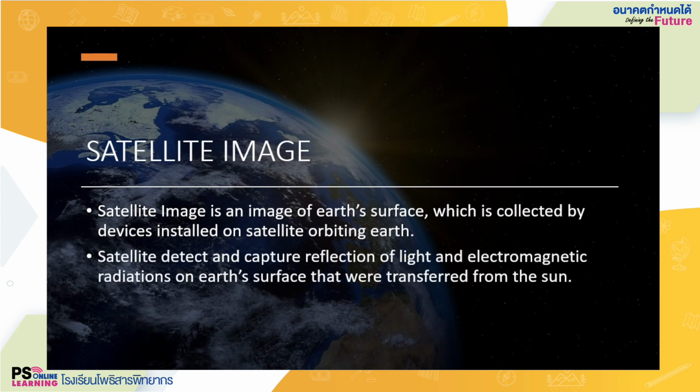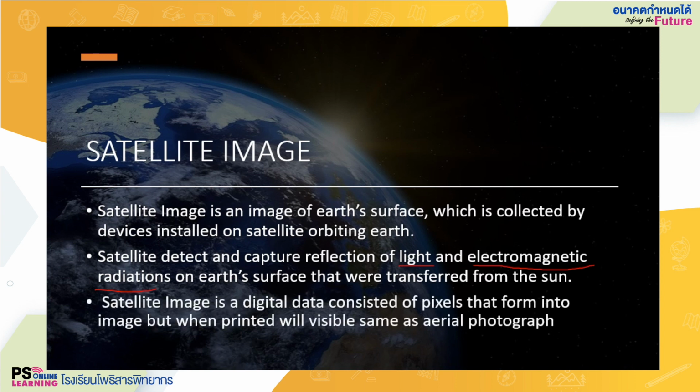The satellite detects and captures reflections of light and electromagnetic radiation on Earth's surface that were transferred from the sun. So when the sun ejects its radiation toward the Earth, and these electromagnetic radiations hit the surface of the Earth or objects on the Earth and reflect back, that reflected energy will be captured or detected by the satellite. And when the satellite detects this, it records the data. So a satellite image is digital data, consisting of pixels that form into an image.